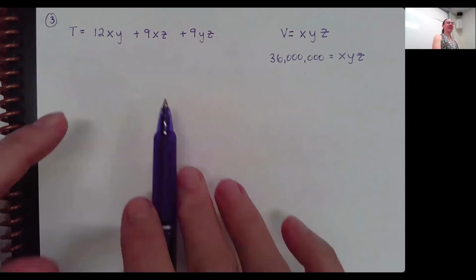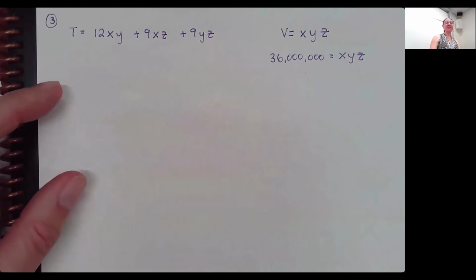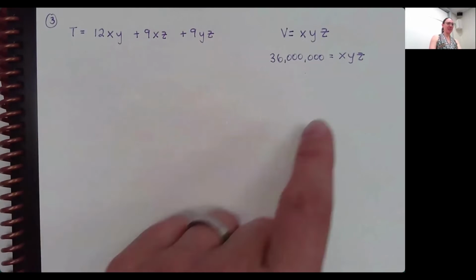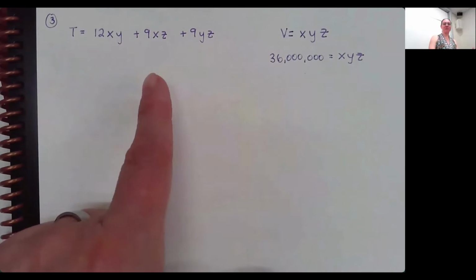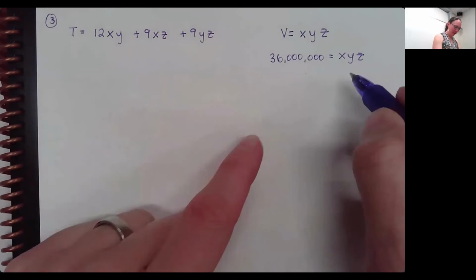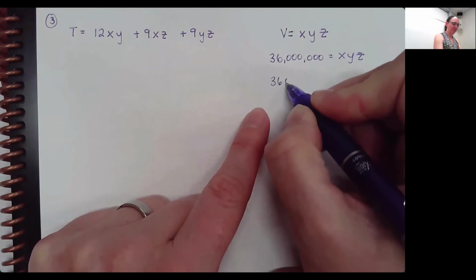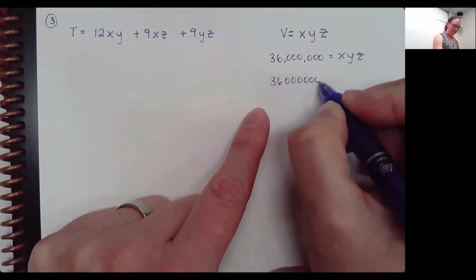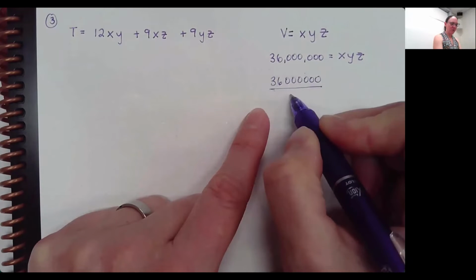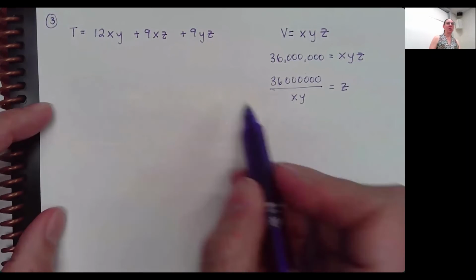It doesn't particularly matter which letter I get rid of, but I do think that our brains work better if we solve this for Z and just work in terms of X and Y for the partial derivatives. So if I rearrange this for Z, I'm going to have 36 million divided by XY is equal to Z, and that we can plug in.